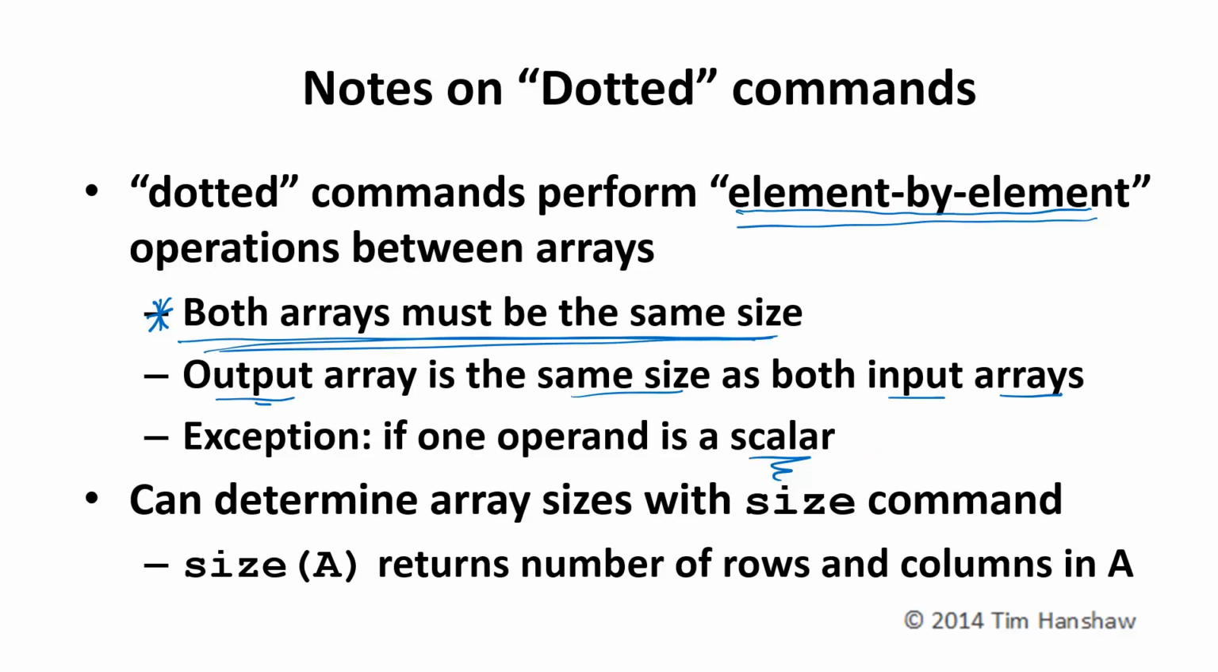It can be useful to find out what the array sizes are in case we screw something up when we're defining the arrays. The size command returns the number of rows and the number of columns in an array. The number of rows will be the first argument, the number of columns will be the second argument. Now let's do a couple of examples of array operations.